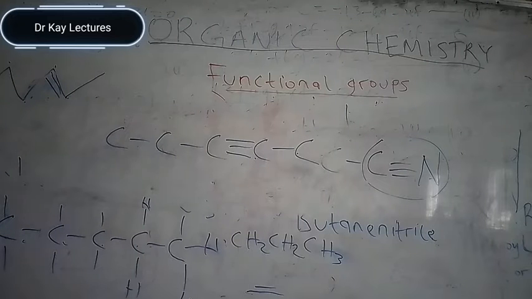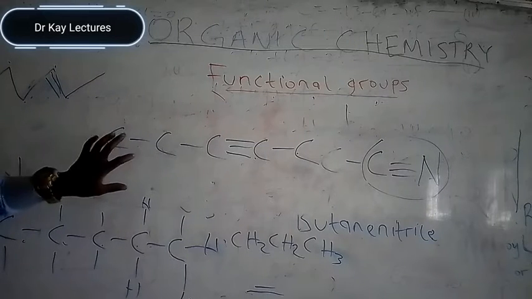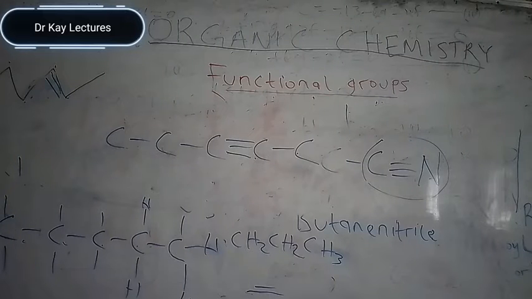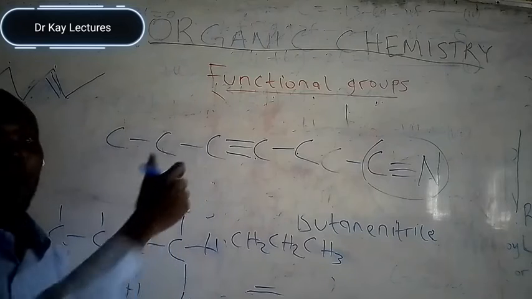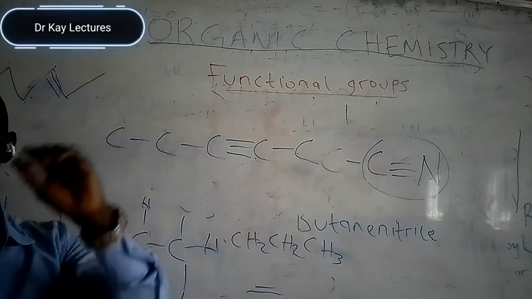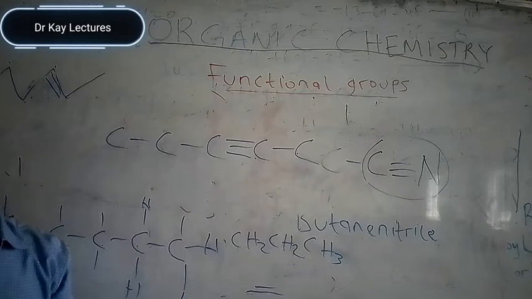Now, let's say we want to draw the structure of 2-pentyne, sorry, the condensed form. Yes, condensed form of 2-pentyne. When you are talking of condensed form, you are having things like CH2, CH3, and the likes. Are you getting it? Let's draw the condensed structure of 2-pentyne.